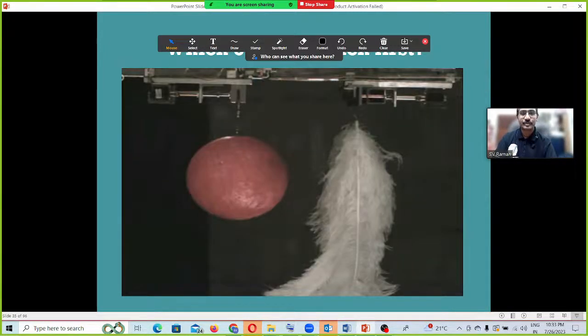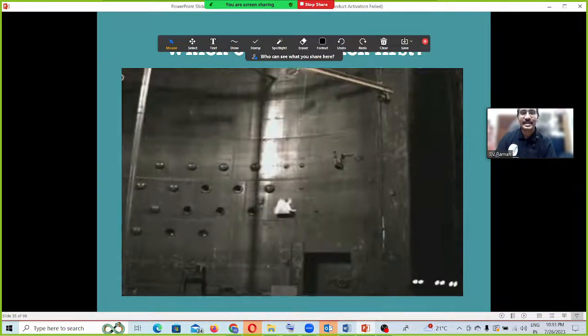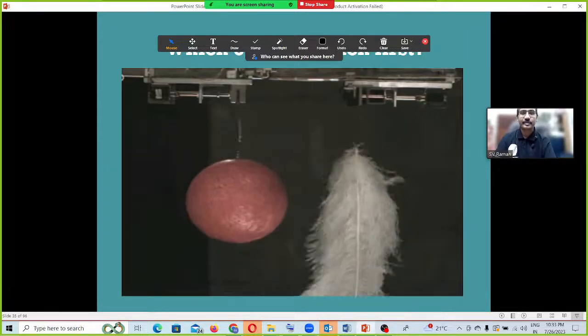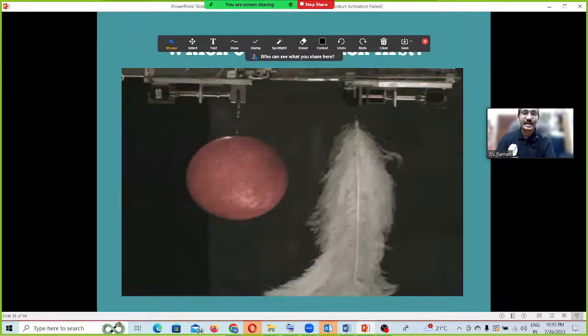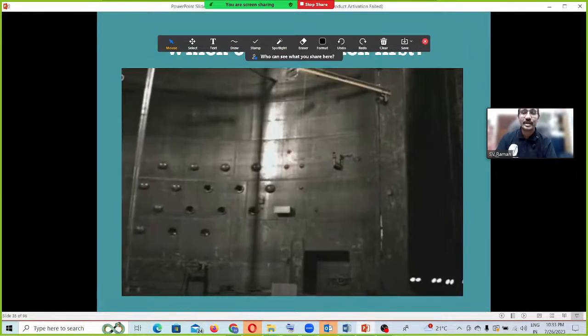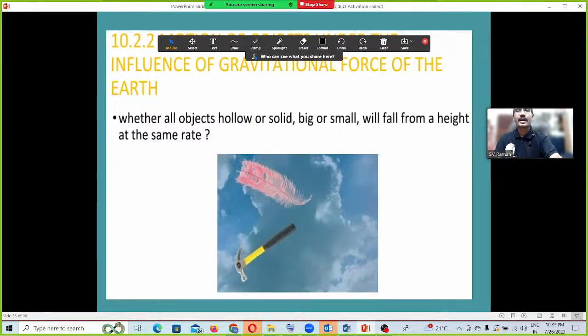placed in a vacuum, where there is no air. You can see that both are placed at the same height, with the same speed, at the same time. So vacuum matters a lot. You can see what is happening now. Both fall down at the same time, even though it does not depend on the weight or the mass. All objects, hollow or solid, big or small, will fall from a height at the same rate.